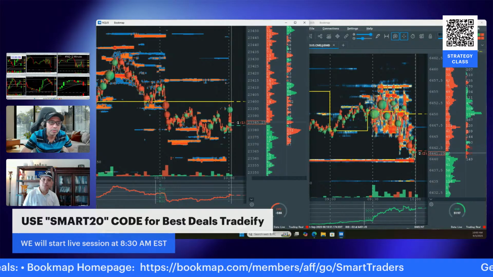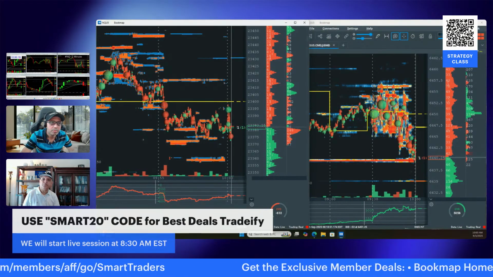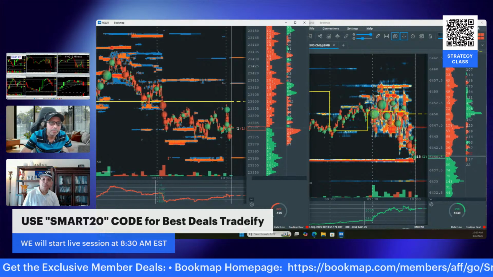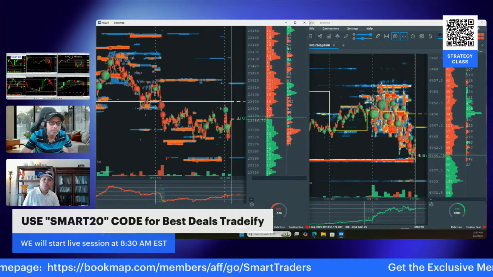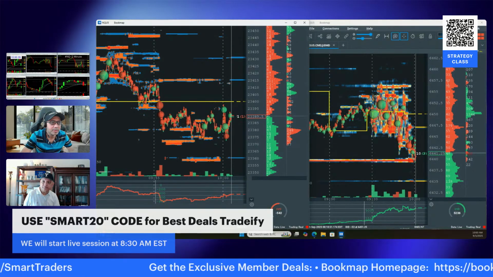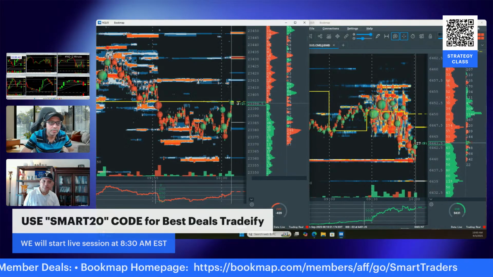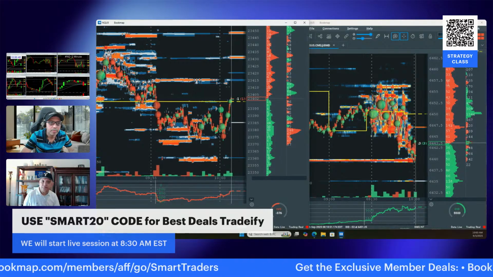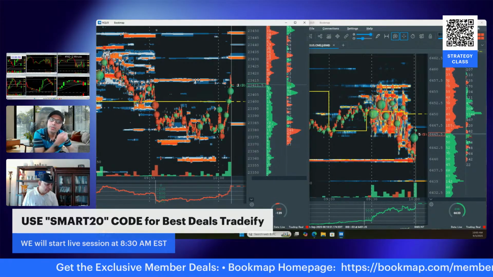$10. Okay, it's going in a direction. Not really. I think it's very tired, sick of this trade. Yeah, I'm out. I'm out on this trade as well. I'm not taking any more trades, man.